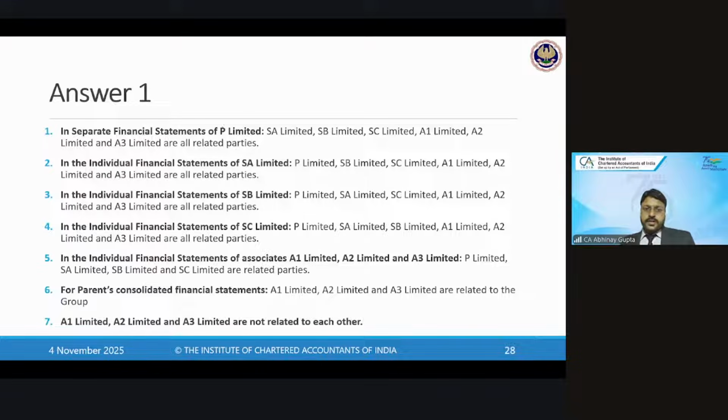So for P Limited, SA, SB, SC, A1, A2, A3, all are related. Is your answer correct? Yes, this is correct. For SA, P, anyway, the parent is always related. Then the fellow subsidiaries SB and SC, and then the associates A1, A2, A3 are related.